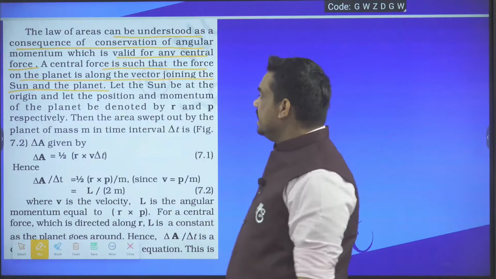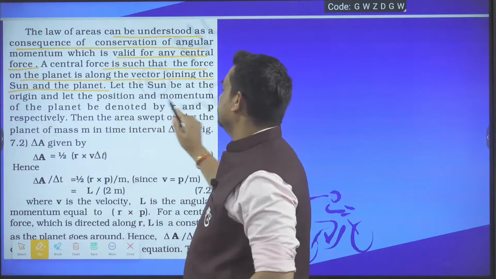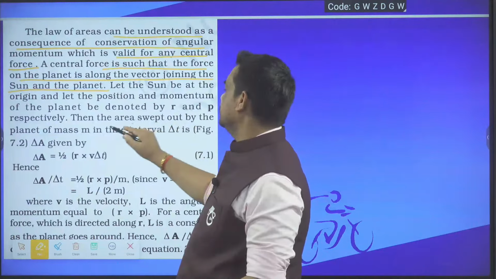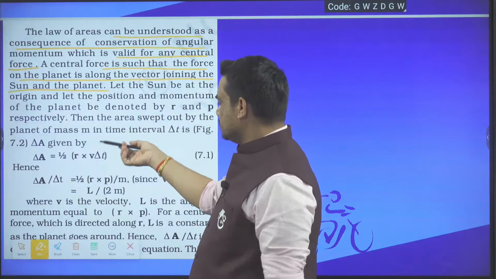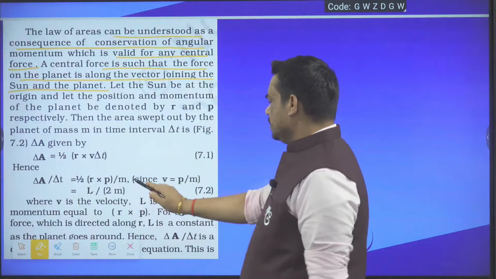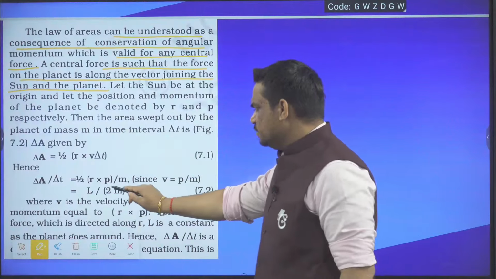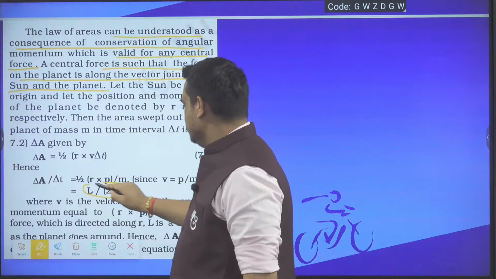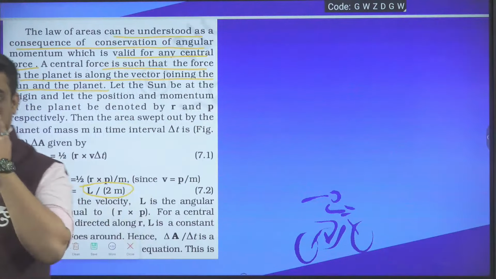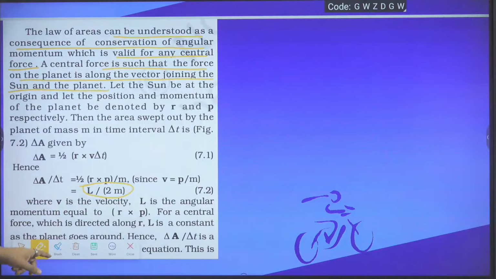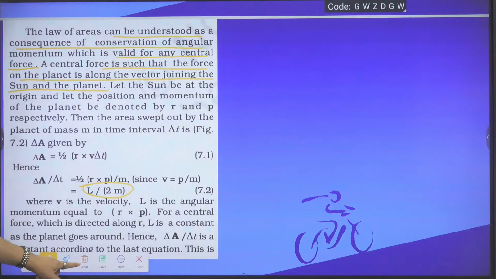Let the Sun be at the origin, and the position and momentum of the planet be denoted by r and p. Then they have calculated the area rate here: dA by dt equals L by 2m, and L is constant.